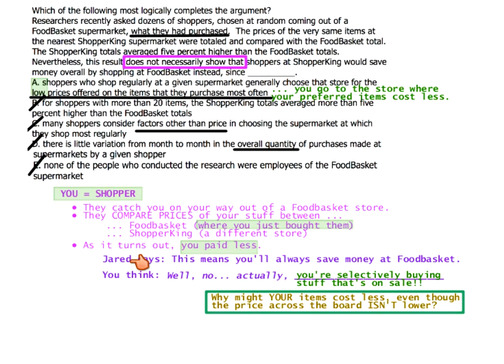If you have trouble seeing that, just make a Jared. Make a Jared in your head who is obnoxious and yelling at you in a commercial. And the more you do that, the easier it'll be to see this. Like, he's yelling at you about how Food Basket is going to always save you money all the time, always. And B makes it look like he's right. It's not what we want.